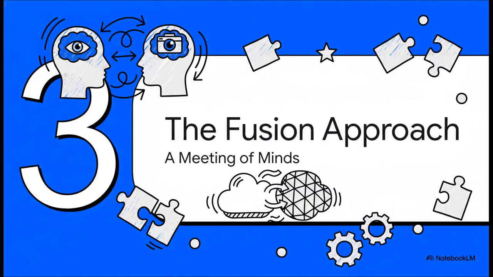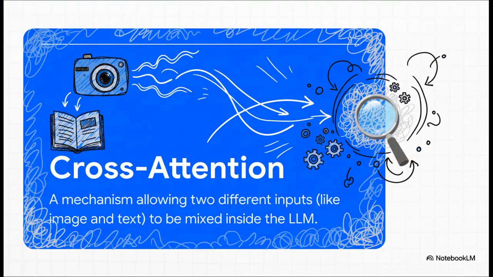Okay, now for this second strategy. This one takes a totally different approach. Instead of translating everything at the beginning, this is more like having two experts, one for text and one for images, collaborate on a problem. The magic ingredient here is a concept called cross-attention. This is a mechanism deep inside the model that lets the image information and the text information talk to each other. They process things in parallel and constantly influence one another to build a shared understanding.